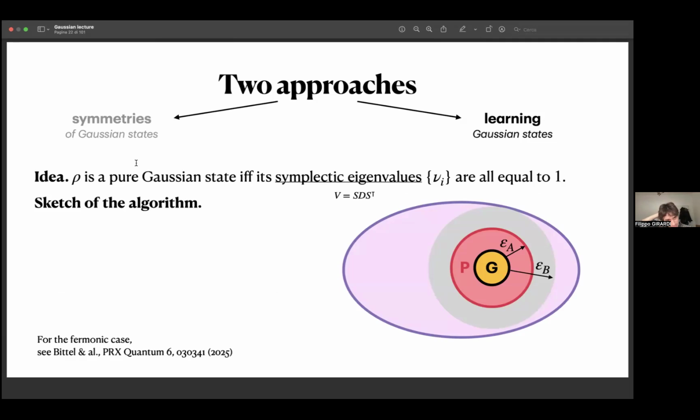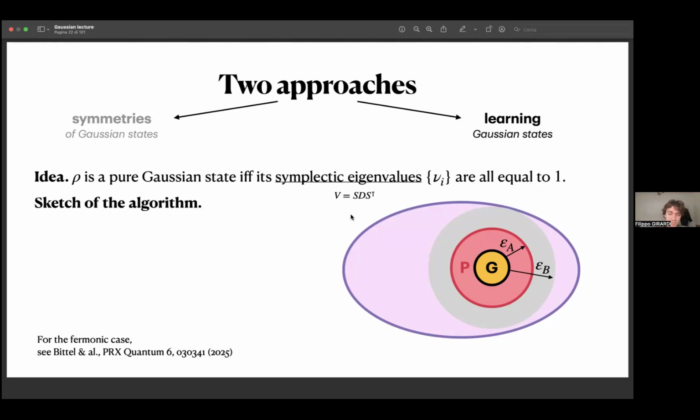Good. So an important characterization of pure Gaussian states is that whenever you consider their covariance matrix and you perform the symplectic decomposition of it, then the symplectic eigenvalues are all equal to 1. So are you familiar with this notion of symplectic eigenvalues? Have you already discussed it in the previous lectures? Yes, maybe. Yes. Okay, good.